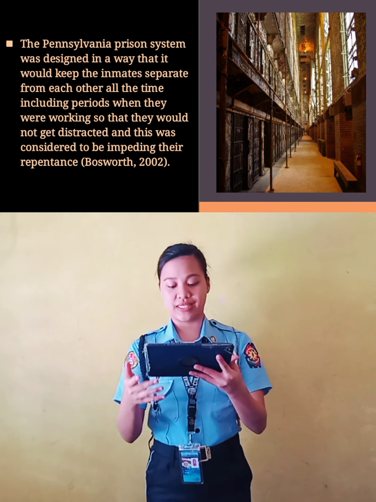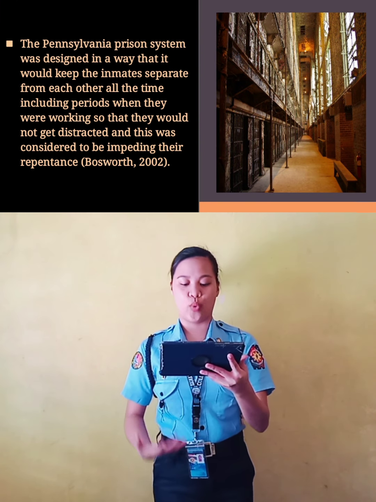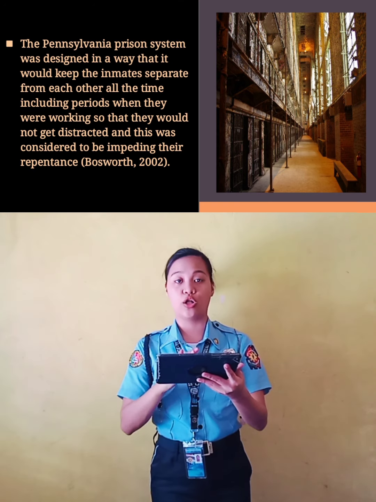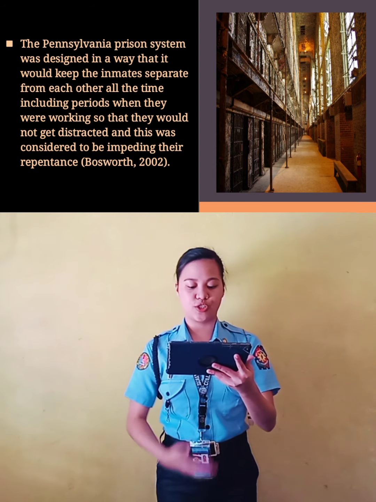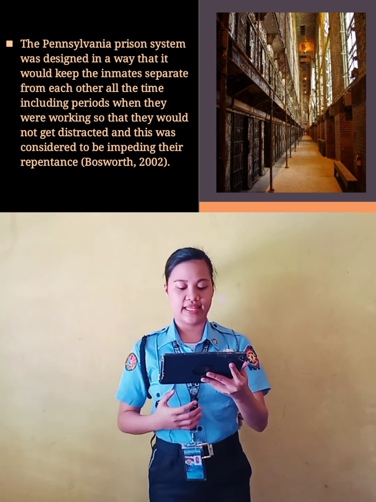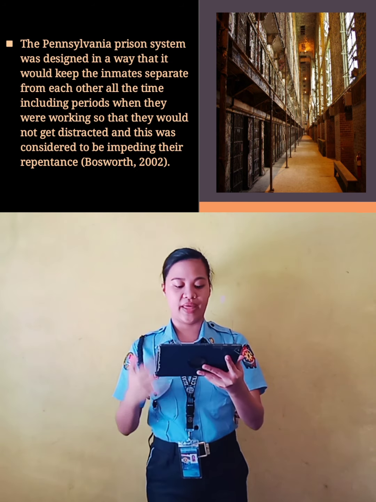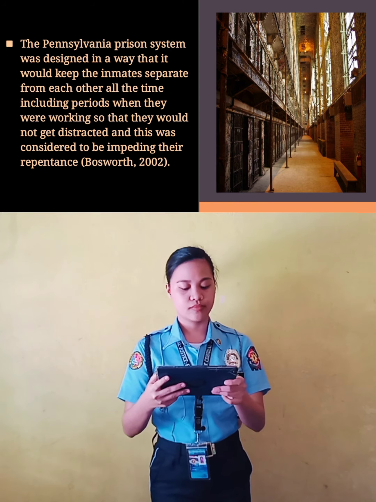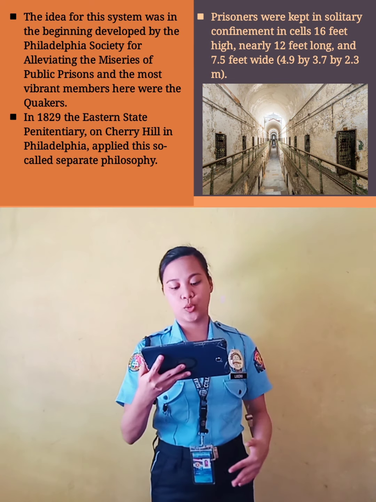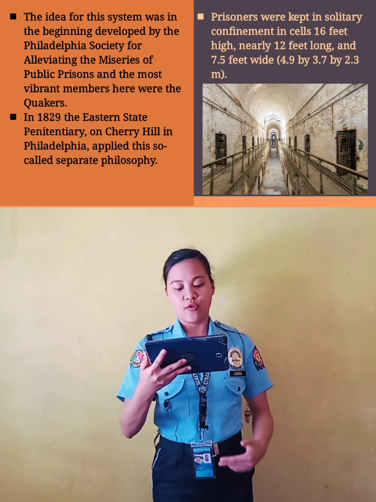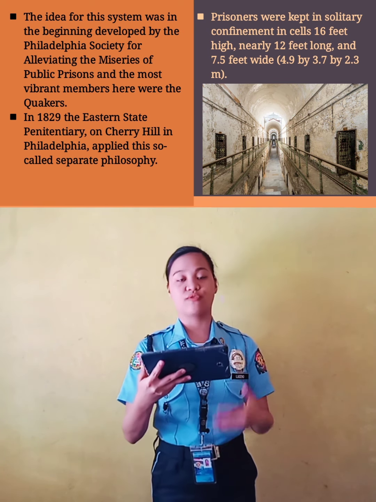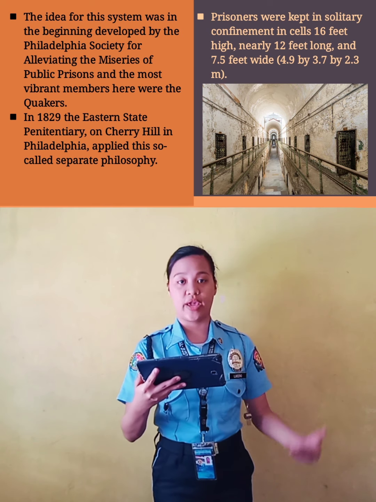The Pennsylvania prison system was designed to keep the inmates separated from each other all the time, including periods when they were working, so they would not get distracted, as distraction was considered to impede their repentance. The idea for this system was originally developed by the Philadelphia Society for Alleviating the Miseries of Public Prisons, and the most vibrant members here were the Quakers.